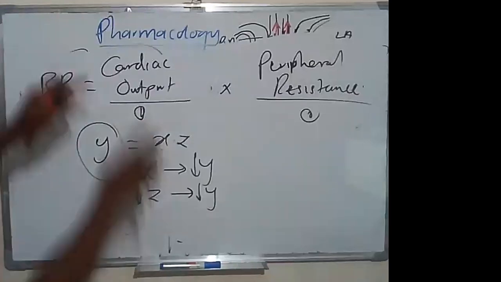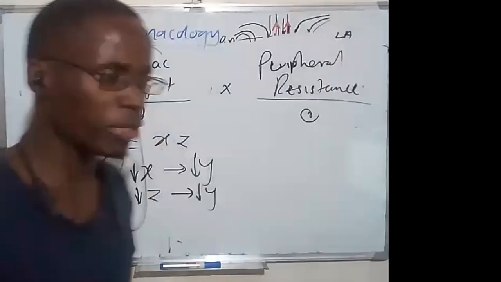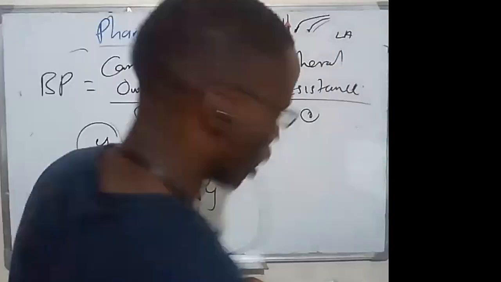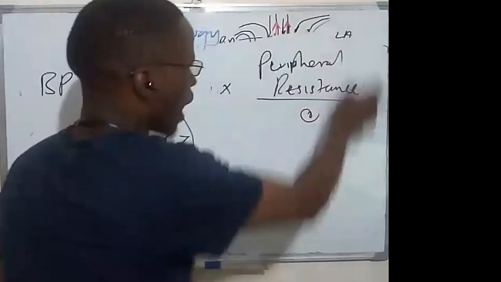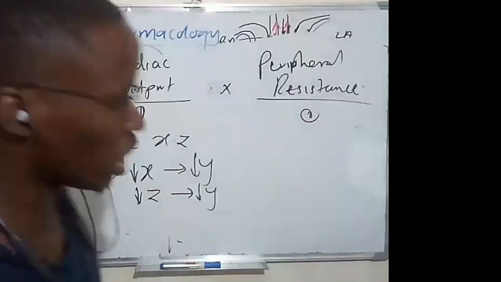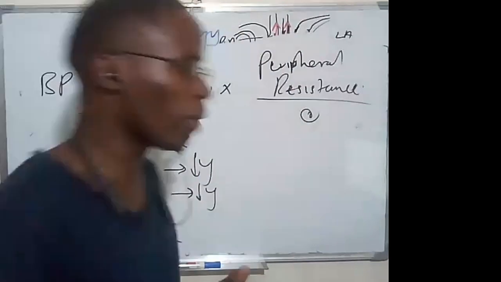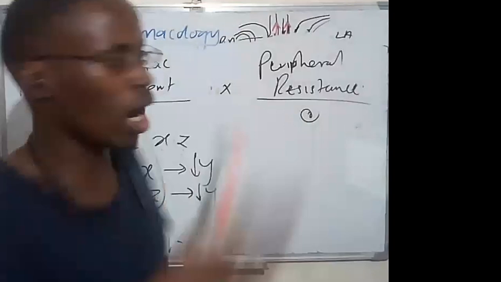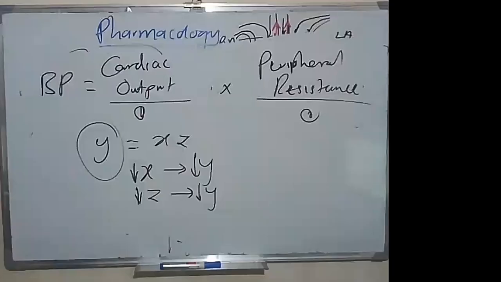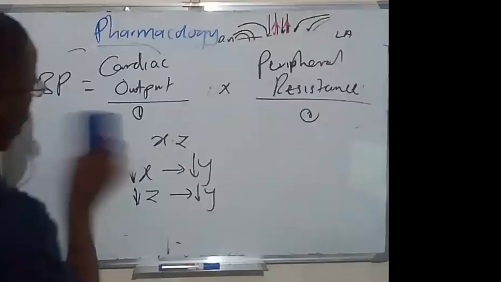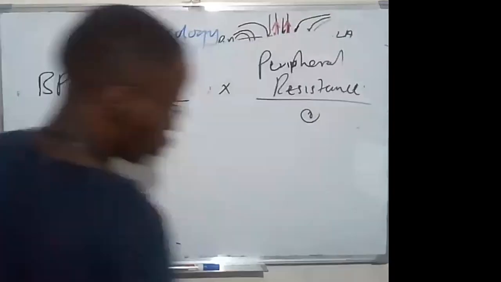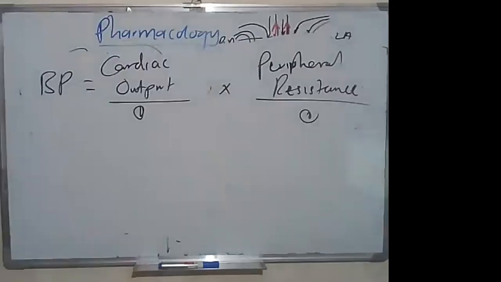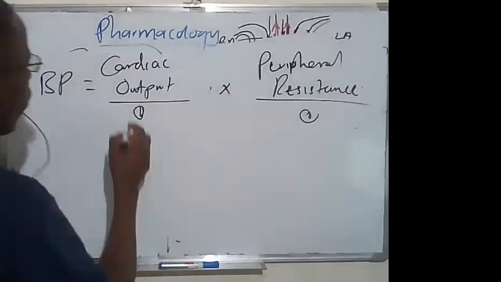Those parameters that I mentioned that determine blood pressure are the ones that are embedded in this. Remember, we mentioned this one had to do with what is called afterload. Afterload is more like the resistance against which the ventricles have to pump blood out of the heart. Then we talked about preload and blood volume. Preload and blood volume are contained in cardiac output. Let me show you. Now, what is cardiac output?